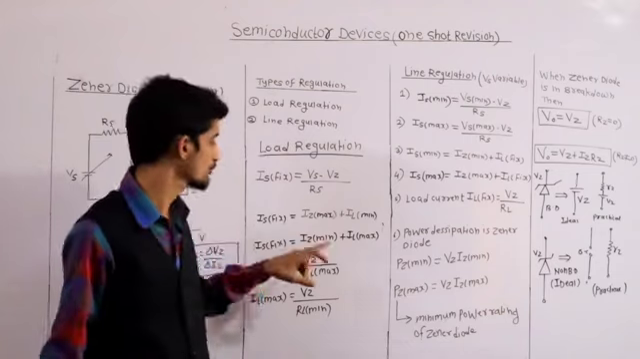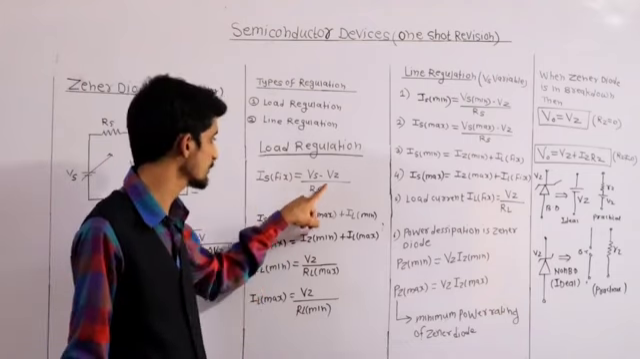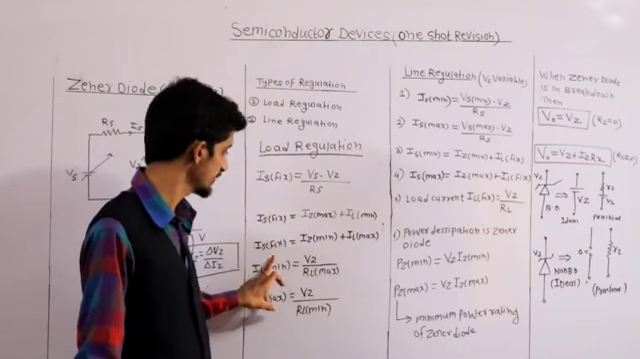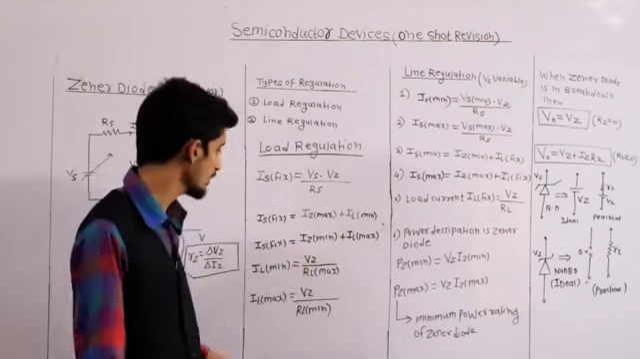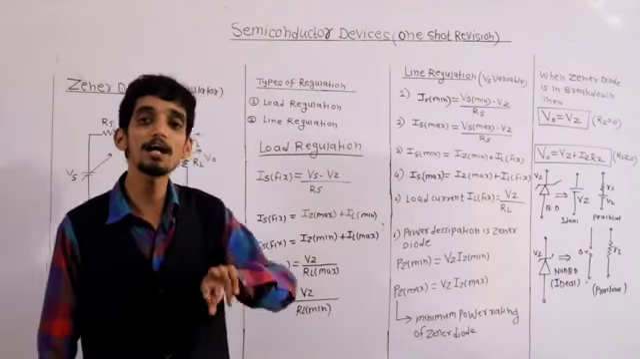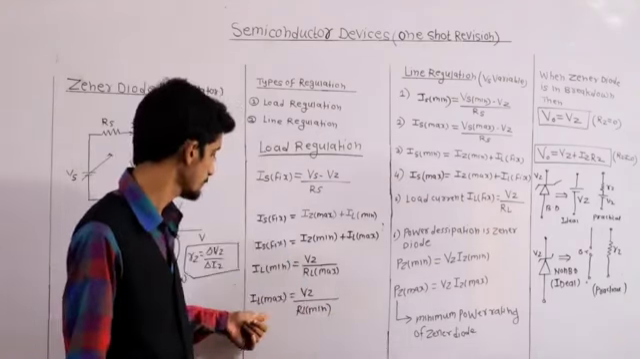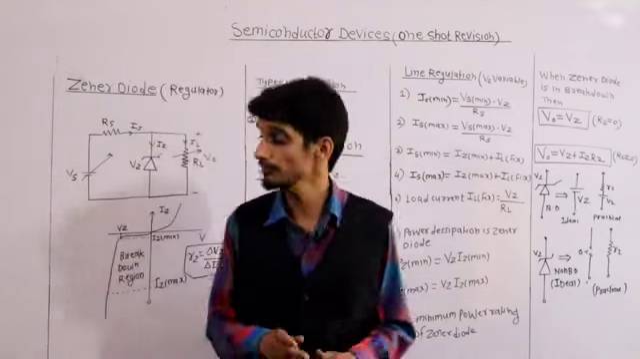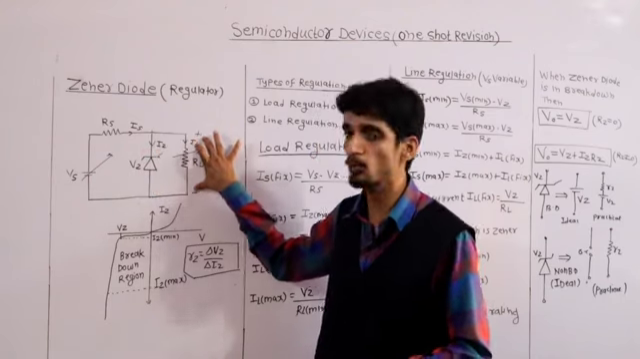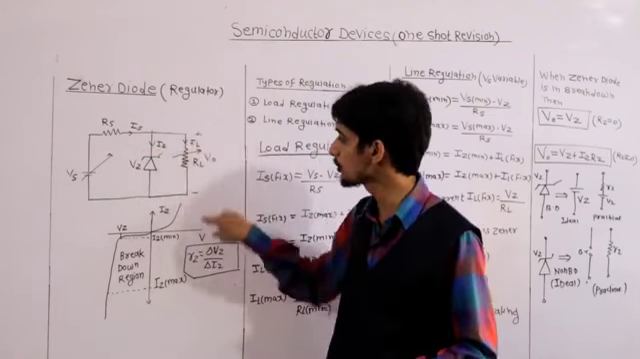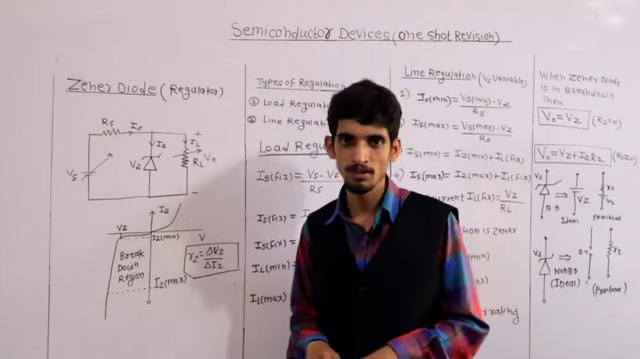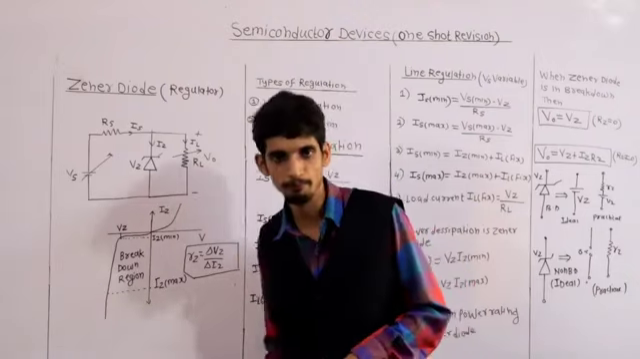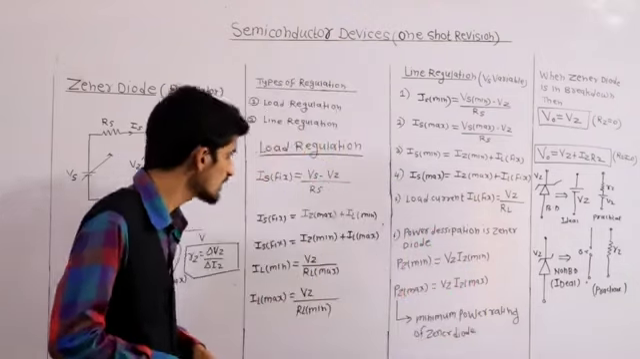So you have to remember these formulas for load regulation. Is is Vs minus Vz by Rs, Is fixed is Iz max plus IL min, and Is fixed is equal to Iz min plus IL max, where IL min is equal to Vz by RL max, and IL max is equal to Vz by RL min, because this Vz is across the load. If it is a regulator, then the current flowing through the load is IL equals Vz by RL. So if RL is minimum, then the current is maximum. If RL is maximum, the current is minimum. Clear? Okay.